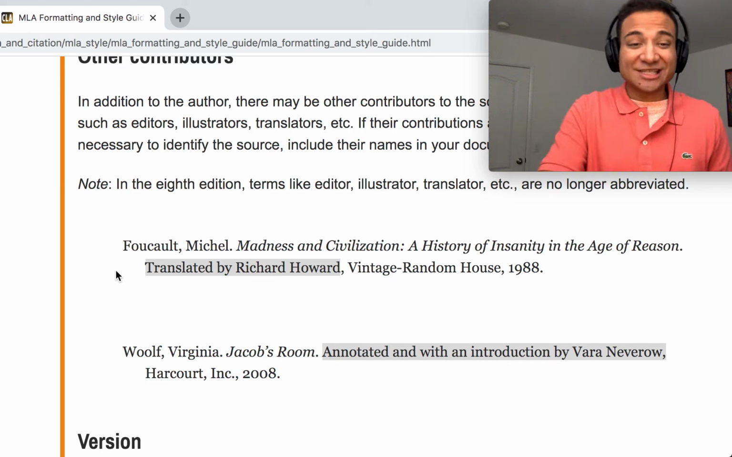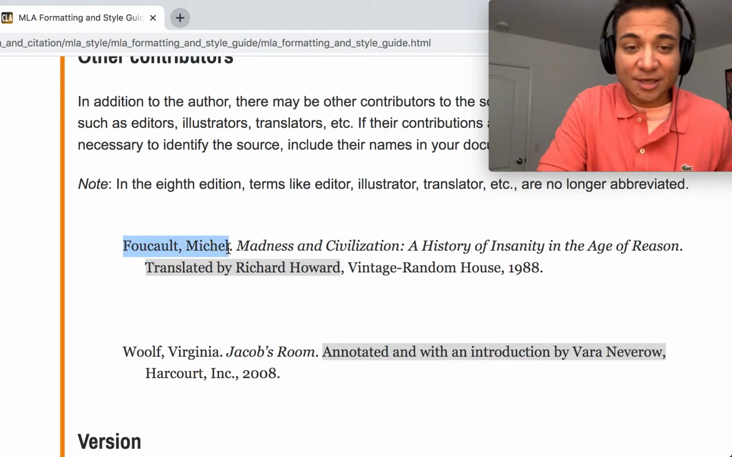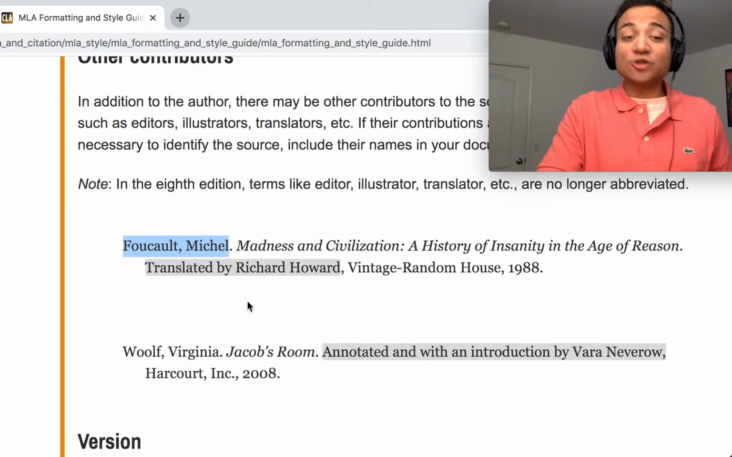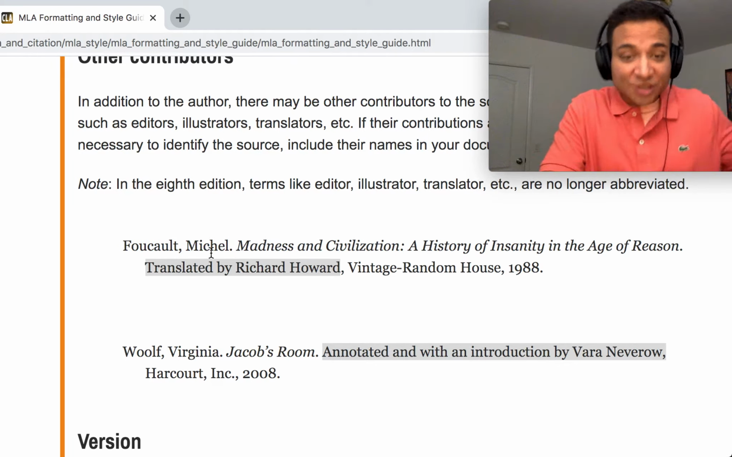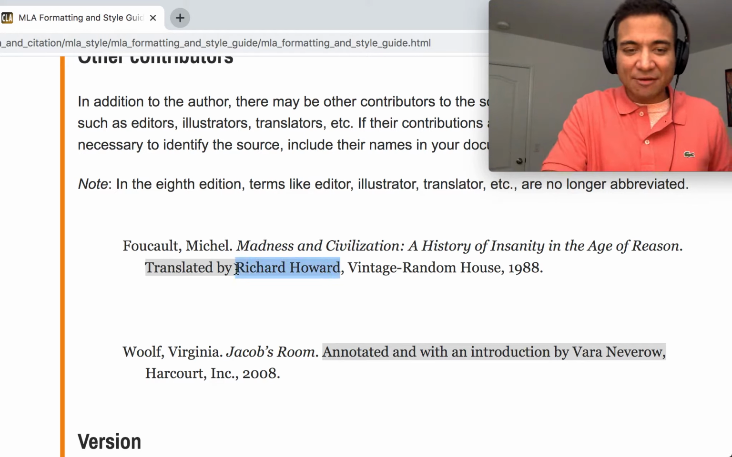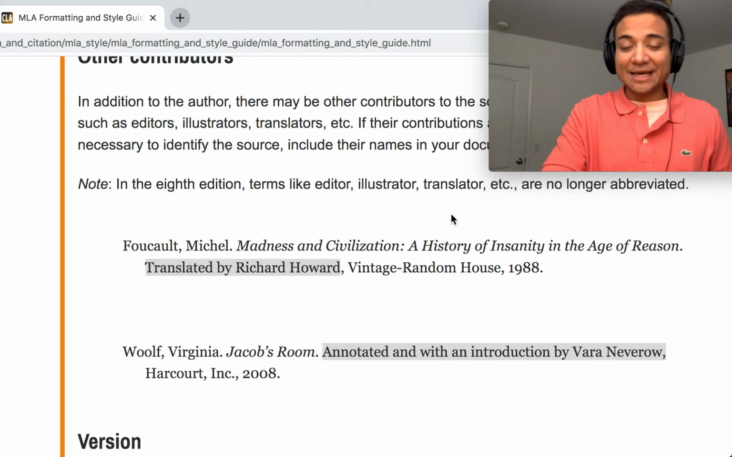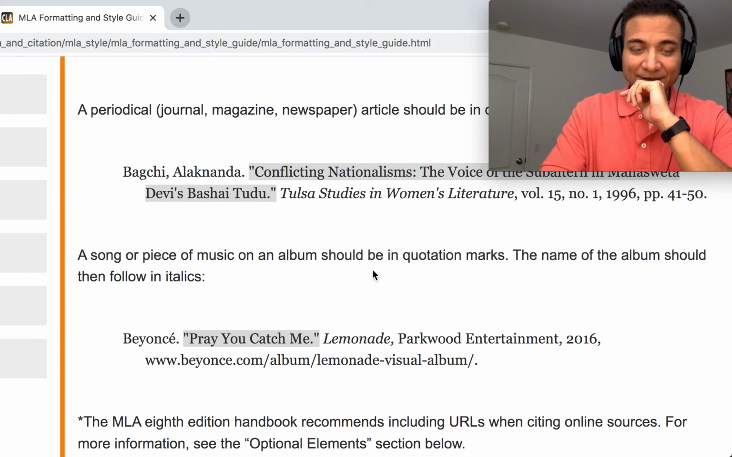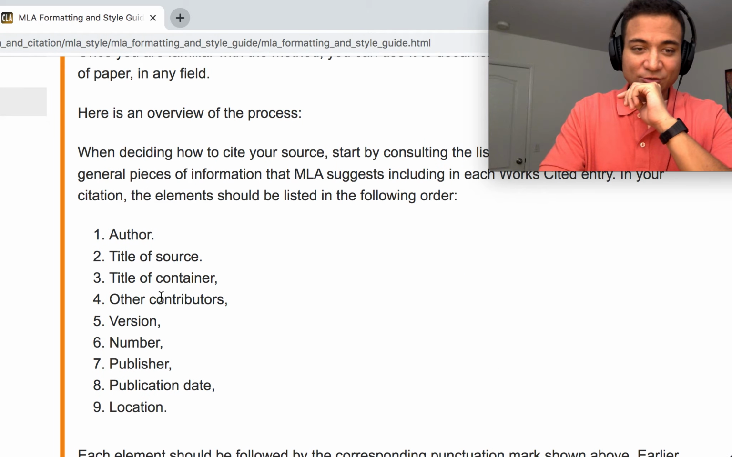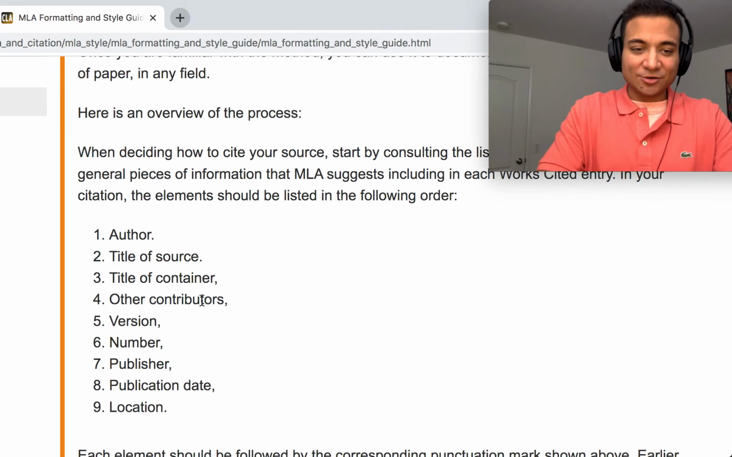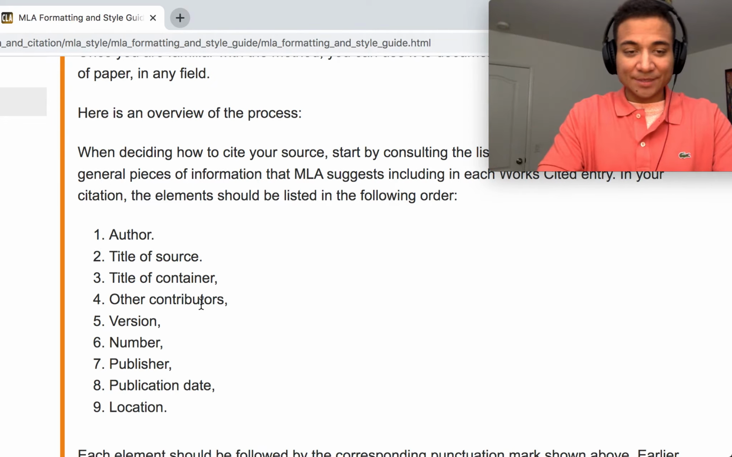Other contributor does not go in the front, because in the front only goes the author. So you would not put Foucault, Michel, Richard Howard. No, because then you would be saying that Richard Howard was also the author. He's just an other contributor. And that goes, as you can see here, after the source, in this case, after the source and the other contributor, right?